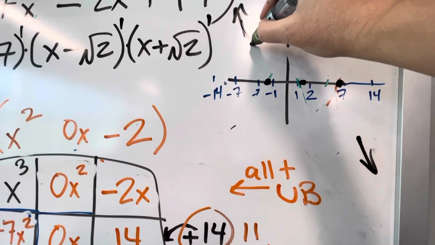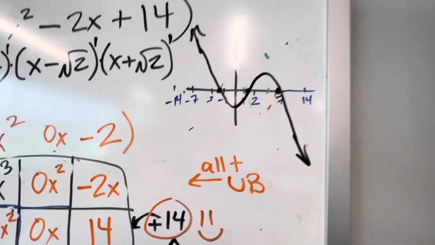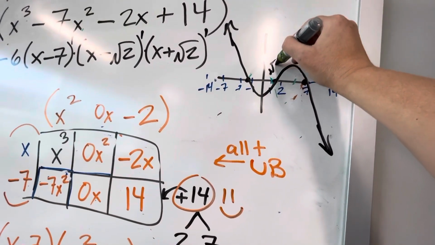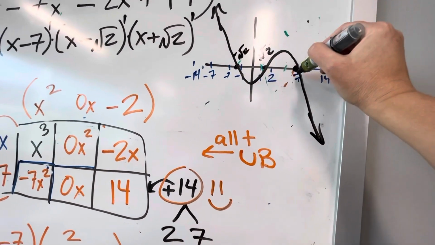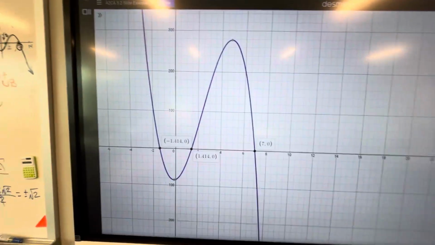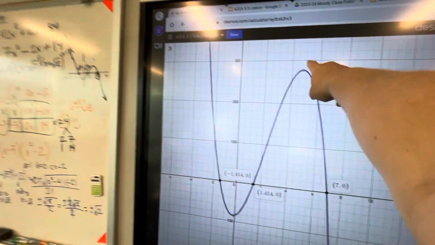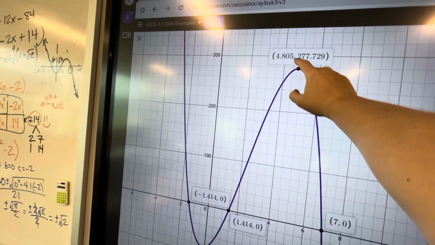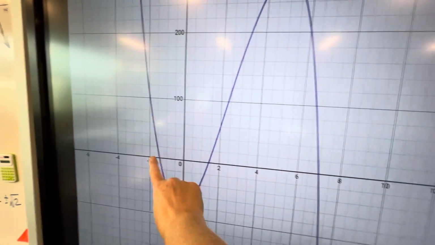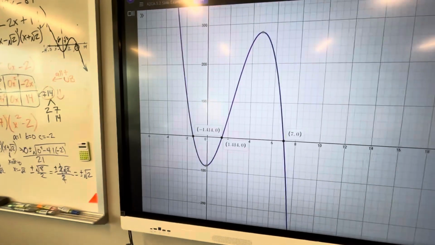I'm going to start at my end behavior, go down through here, up through here, and down through here. This is what my graph will look like, where this is square root of 2, this is negative square root of 2, and this is 7. And by the way, here's the Desmos. Looks a lot like mine, huh? Kind of, sort of. It's higher, right? It goes up to a maximum value of almost 300, 277. But the zeros are negative square root of 2, positive square root of 2, and 7. Hope that helps.